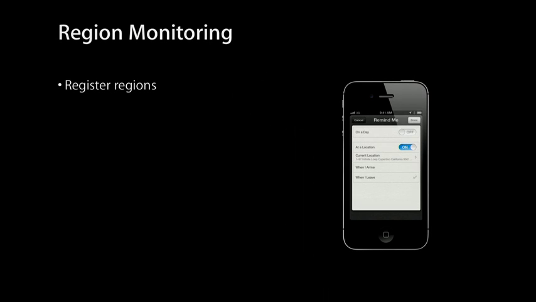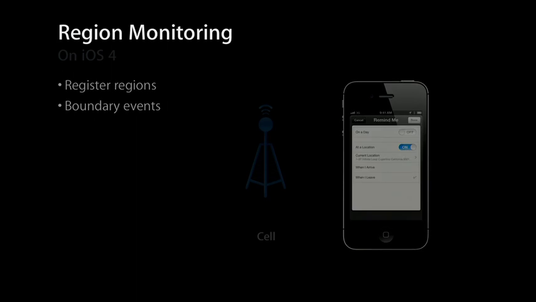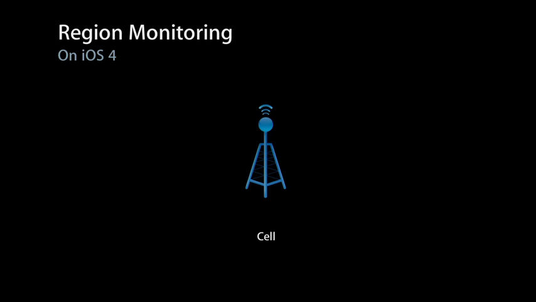You create geofences using the Region Monitoring API on iOS 5. This API allows you to register regions, these virtual perimeters, using a coordinate and a radius. Then your application can receive a callback when the user enters or exits a specific geofence. Now, some of you may be saying, we've had region monitoring on iOS 4. And you're right, we did.